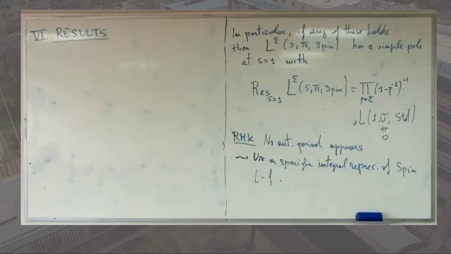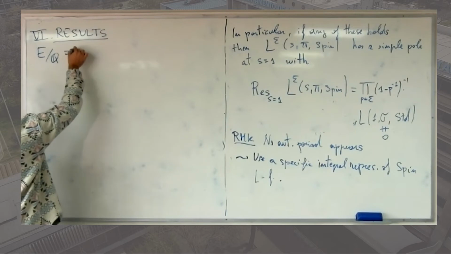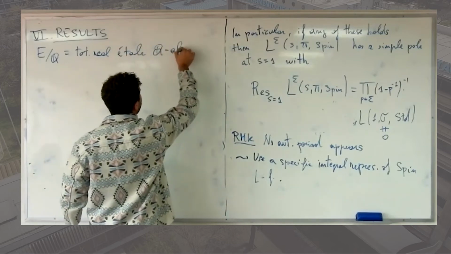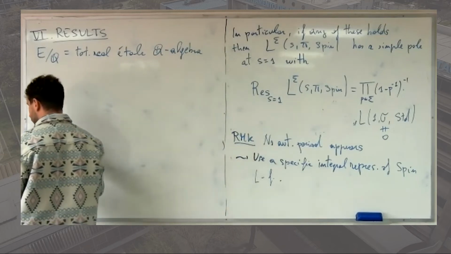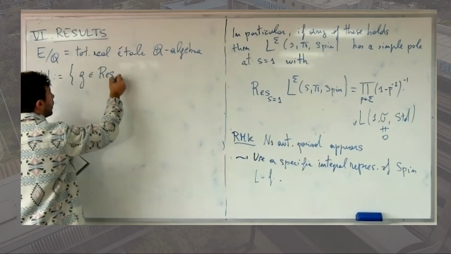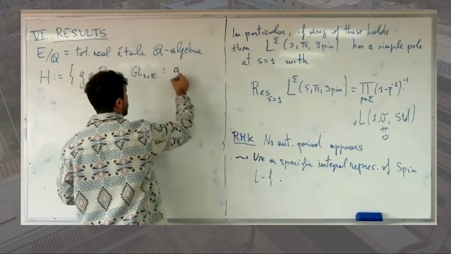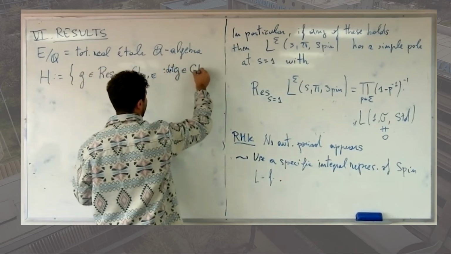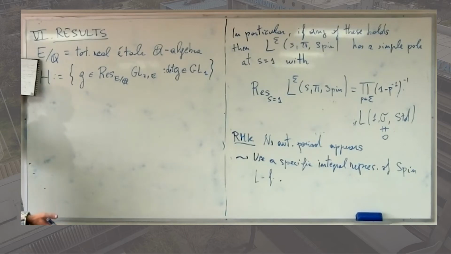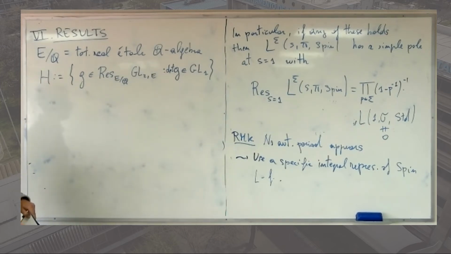What time is it? Okay. So we'll take E over Q be a totally real étale Q-algebra. And associated to E, there is a certain group that I'll denote by H. It's going to be the group given by g in the restriction of scalars from E to Q of GL2 such that the determinant of g belongs to GL1. In particular, notice that, for instance, if E is equal to Q cubed, then H is going to be a fiber product of three GL2s with equal determinant in each component.